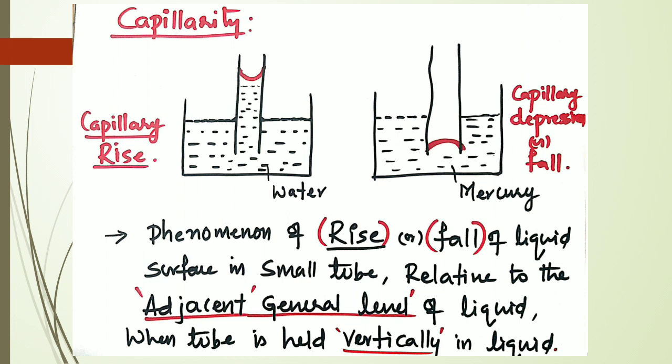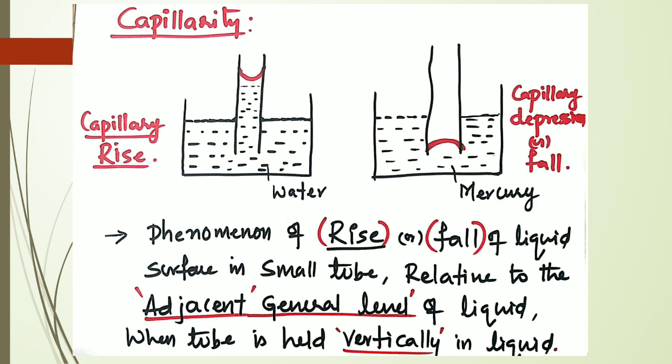Then the next property is called capillarity. What do you mean by capillarity here? Capillarity means there is a rise or fall of the liquid surface in a small tube relative to the adjacent general level of the liquid, when the tube is held vertical in the liquid.